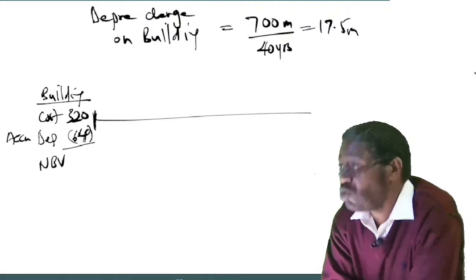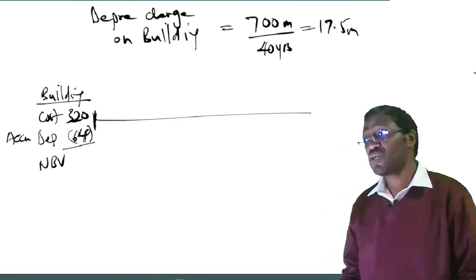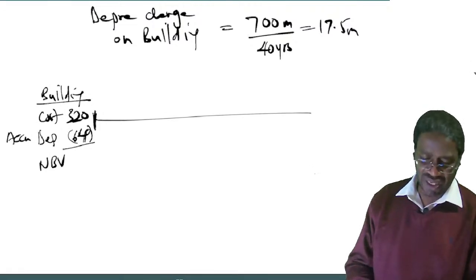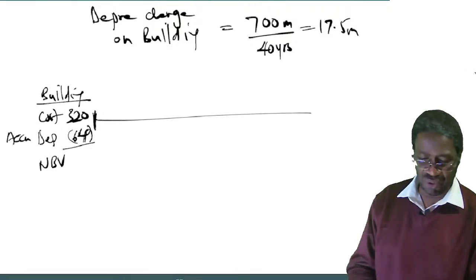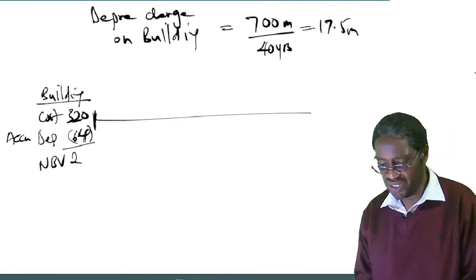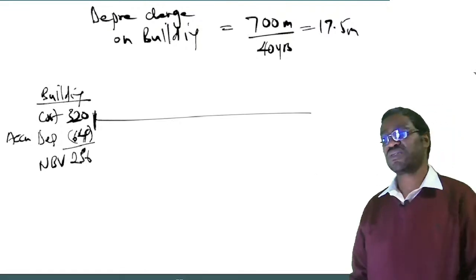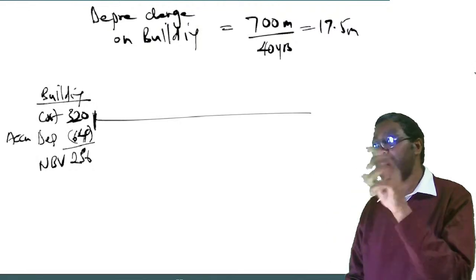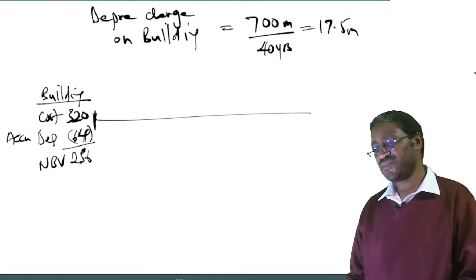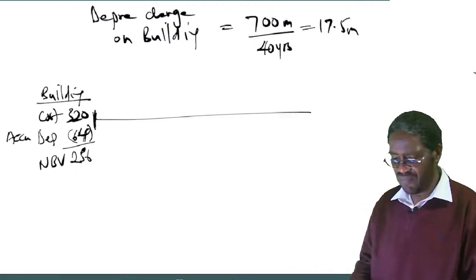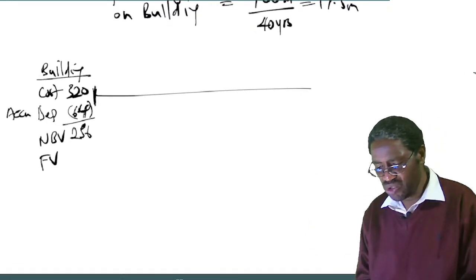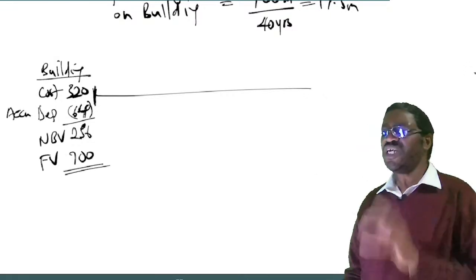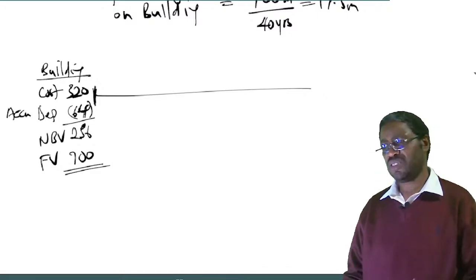So you had to know what was the book value by the beginning. Let me minus those two. I take 320, I minus 64, that gives me 256. That becomes the net book value by the beginning of the year. Then it is the same beginning of the year that asset was revalued to fair value of how much? 700.